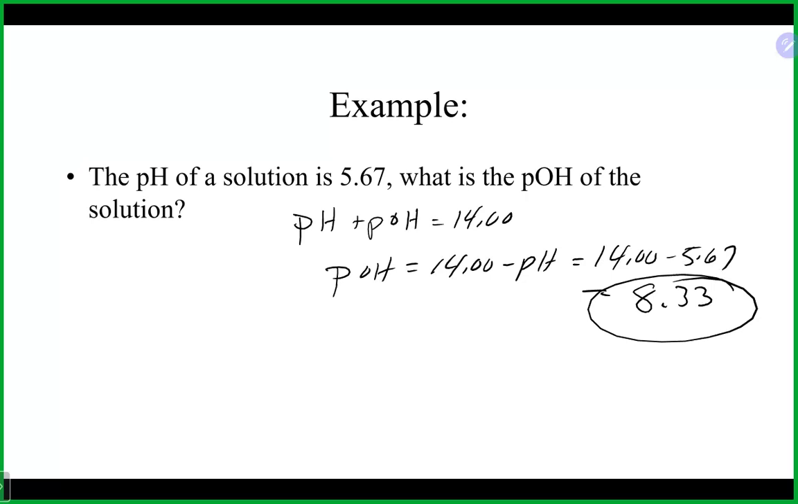Again, this solution is acidic because the pH is 5.67, less than 7 here. That's all on that one. All right, we'll leave it there for now.